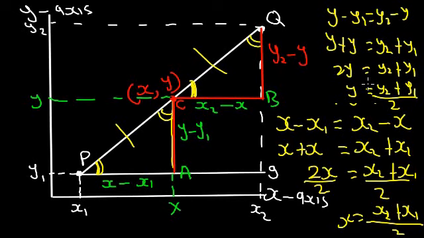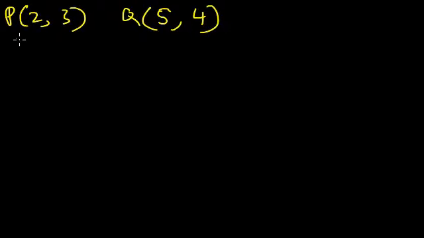So now I would like to solve a particular problem, just as an example, for you to see how this proof really works. Let's consider 2 points on a Cartesian plane. Point P has the coordinates 2, 3 and point Q has the coordinates 5, 4. What will be the coordinates of the midpoint of the line joining points P and Q?